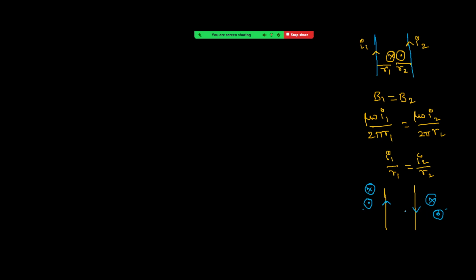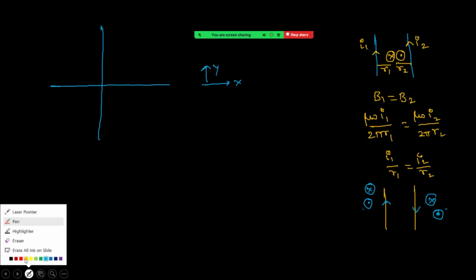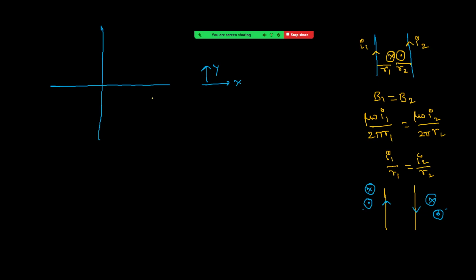Right? Now coming to this problem. Given two infinitely long insulated wires kept along X and along Y. The currents are I1 and I2. We have to find the locus of all points for which the magnetic field is zero.